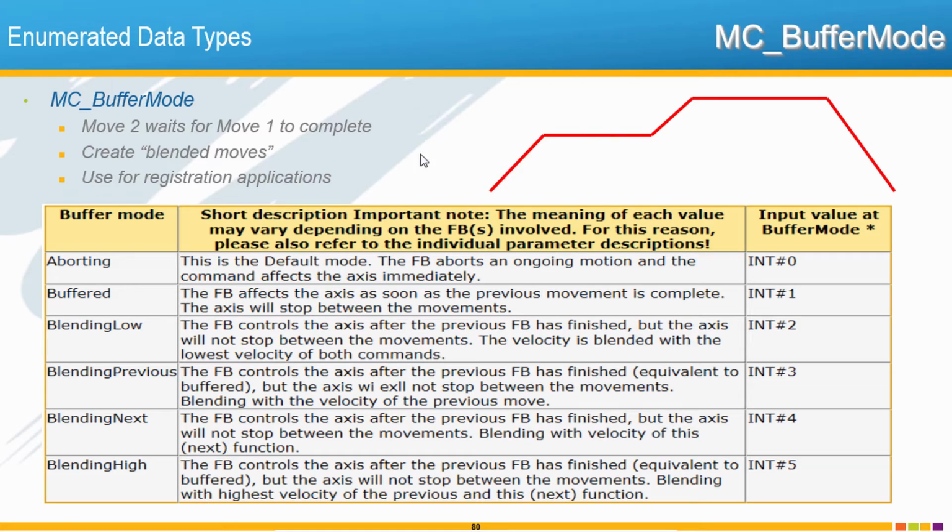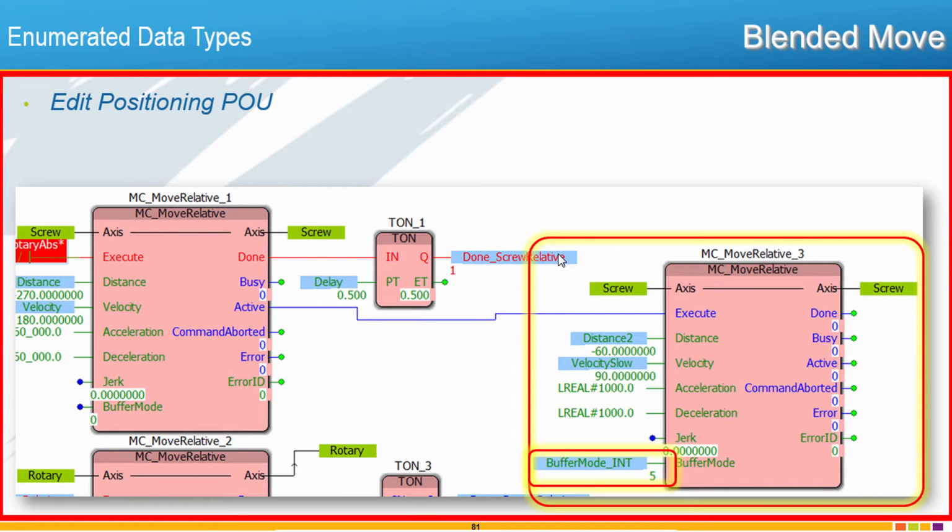And often this is used for registration applications where you're waiting for some type of input to determine an exact remaining distance. Now in our project, I'd like us to make a very simple implementation of blended moves using the buffer mode. So at the top of your positioning POU, you can take that first move relative into the screw, and as soon as that is active, you can execute a second move on the same screw axis.